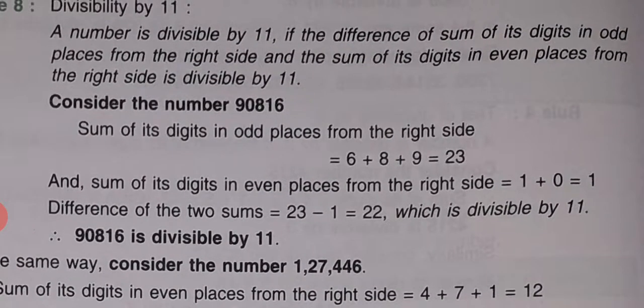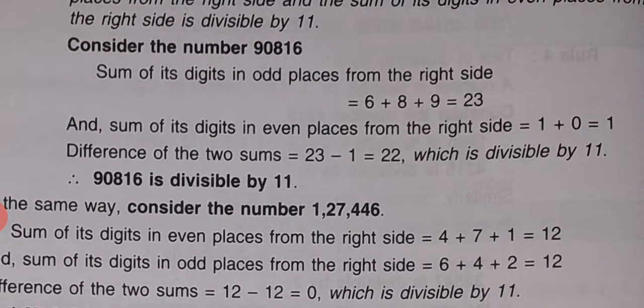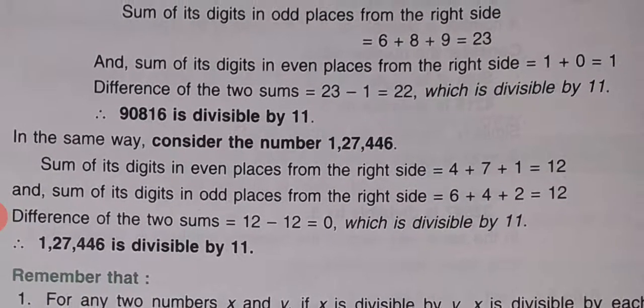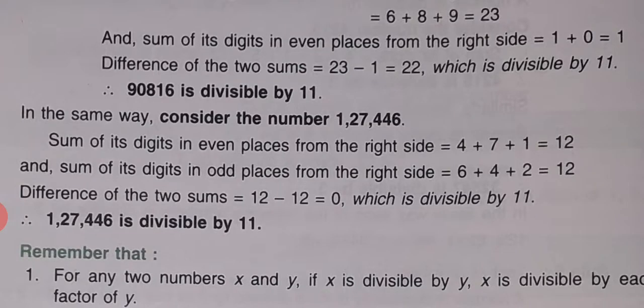In the same way, this number 1,27,446, here the sum of the digits in even places from the right side is, in the second place there is 4, in the fourth place there is 7, and in the sixth place there is 1. So 4 plus 7 plus 1 equal 12. And next the sum of its digits in odd places from the right side is 6 in the first place, 4 in the third place, and 2 in the fifth place. So 6 plus 4 plus 2 is equal to 12, and the difference is 0, and 0 is divisible by every number, 11 also. So this number is divisible by 11.